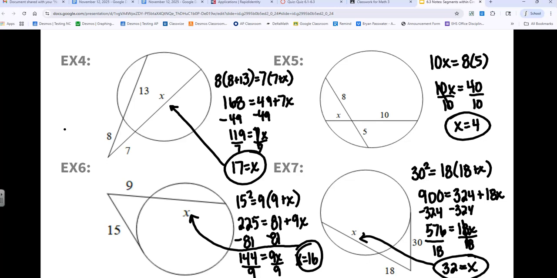All right. Okay, here is what you should be getting. Number 4 is going to be 17. 5 should be 4. 6 is 16. And 7 is 32. When I was walking around, it looked like most of you guys were getting that. You were setting them up correctly. It looked good.